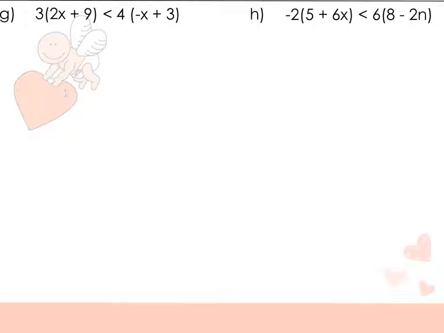All right, let's take a look at H. I want to show you guys one more like these, and then like I said, we'll do the very last word problem, and then you guys can have some work time. So on example H, keep, change, change. This one has parentheses on both sides, so let's make sure we distribute on both sides. So I have negative 10 plus negative 12x is less than 6 times 8 is 48 plus 6 times negative 2 is a negative 12n.